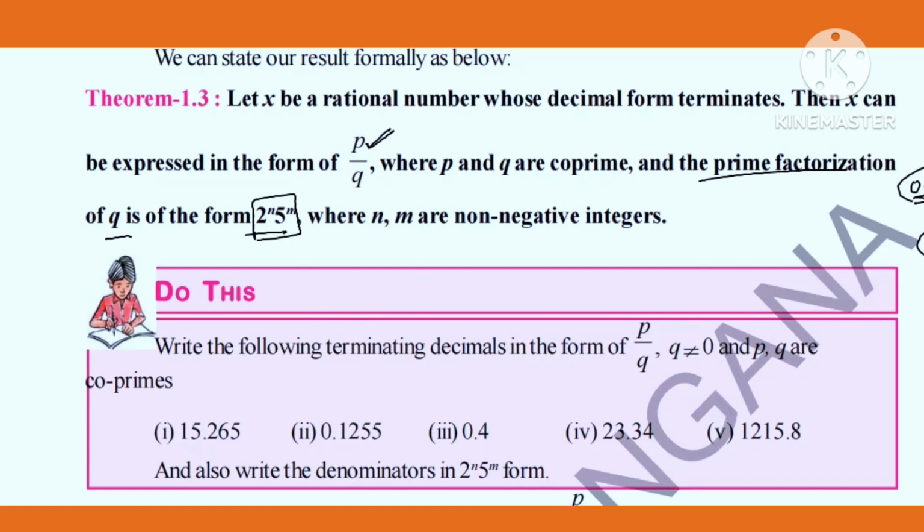Let's see some examples here. Write the following terminating decimals in the form of p by q, where p, q are co-primes. These are all terminating decimals. If you write this in the form of p by q, the first one is 15.265. So let us do that problem.